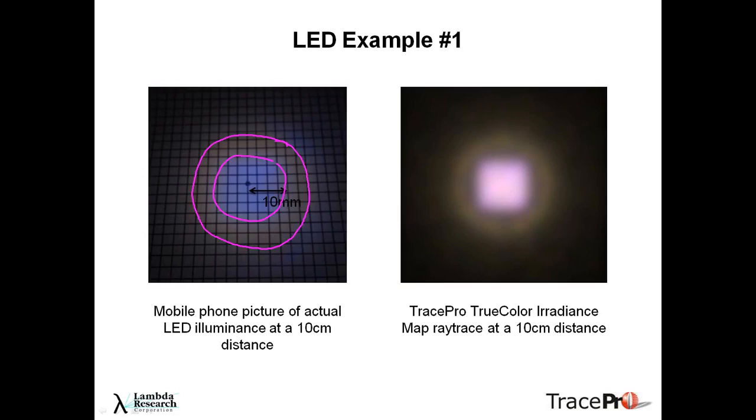And if we come back here into TracePro, this was taken at a 10 centimeter distance from the LED to the target. Setting up that model with that same distance, looking in true color, here's our white square, pretty much mimicking what we see here. And then here's our yellow ring, a little bit of glow around that. So we're able to actually model the same phenomena we're seeing when we actually light up the LED and project an image of it.